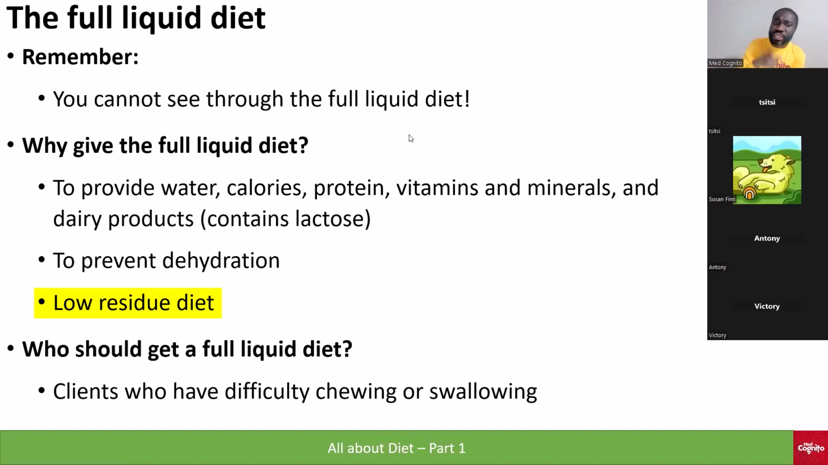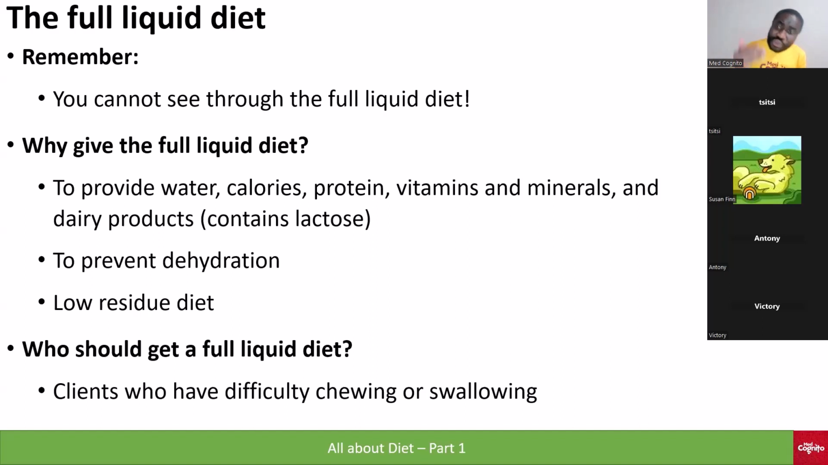And who should get a full liquid diet? It is clients who have difficulty chewing or swallowing. So please remember, clear liquid diet, you can see through it. Nil per os, nothing at all. But full liquid diet, you cannot see through it. It can have some residue, but it is low residue.